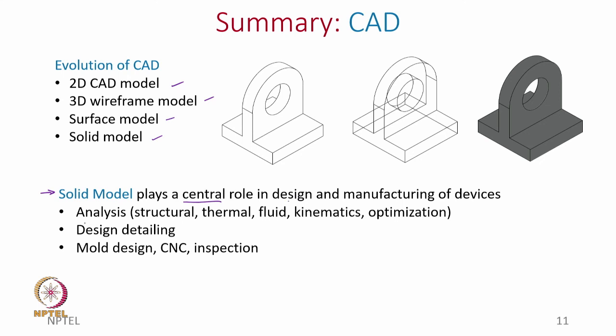So, how does it help us? It helps us with analysis techniques like structural, thermal, fluid, kinematics and optimization that we have just discussed in the previous slide. In addition to that, we can also do the design detailing, and it also helps in manufacturing activities like designing of molds, developing CNC programs, as well as in the inspection of the final product. So, what we have discussed in this lecture is how CAD plays an important role in our idea of designing or developing these devices or machines.